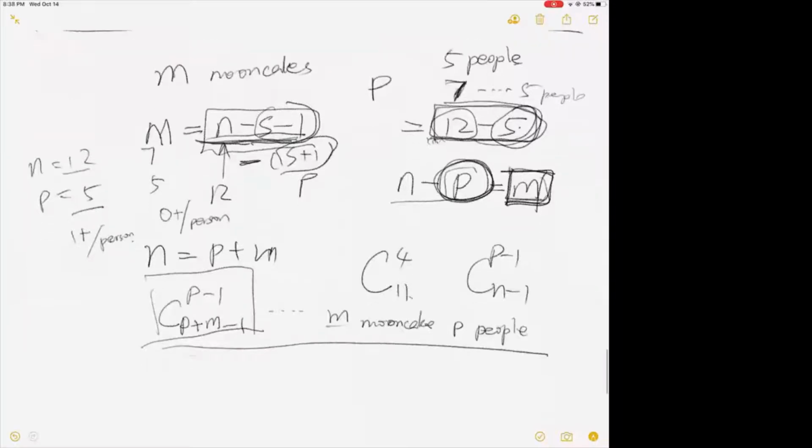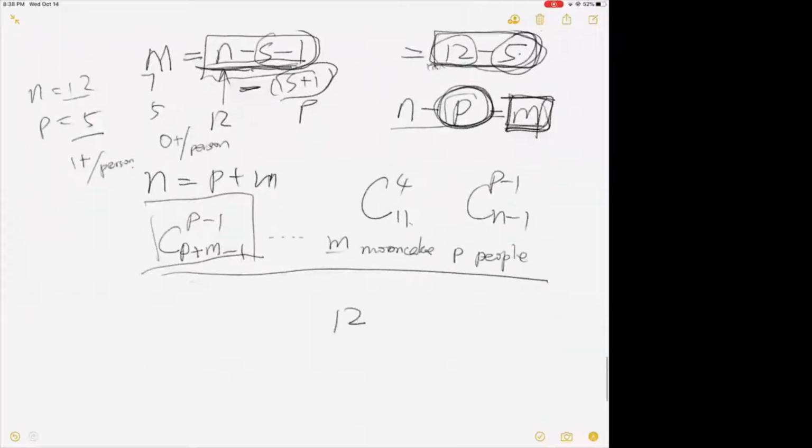So now let's see, what if we have 12 mooncakes to 5 people, but some of them may get 0? Then we go back to this formula. That'll be C, P is 5, M is 12, minus 1, over P is 5, minus 1, which is the same as C, 16 choose 4. Very good. So this is an algebraic way of deriving this formula. Good.